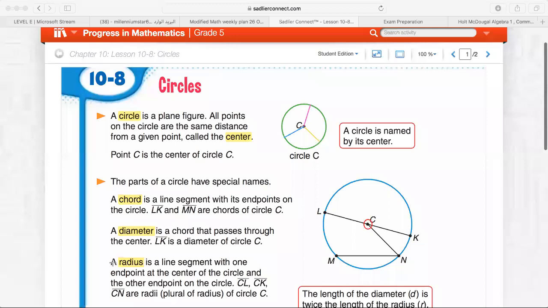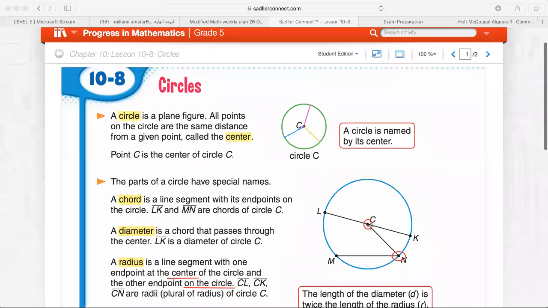What is a radius? A radius is a line segment with one end point at the center of the circle, and the other end point on the circle. So one end point is on the center and the other end point is here on the circle. Like CN, one end point is on the center and one end point is on the circle.